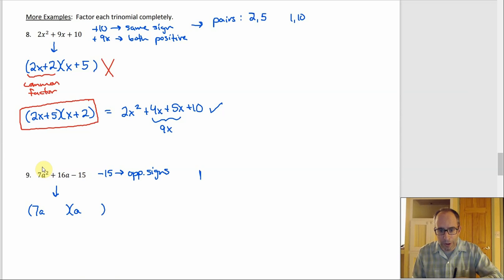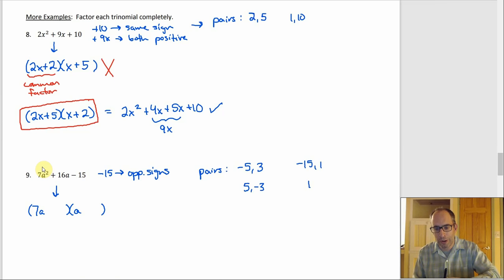So our pairs, you say, well, we could have negative 5 with 3, or we could have a 5 with a negative 3. We could have those in the reverse order, and then I guess we could have a negative 15 with a 1 or a 15 with a negative 1. So I guess let's try the negative 5 with the 3, right?